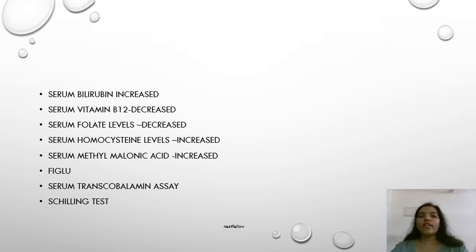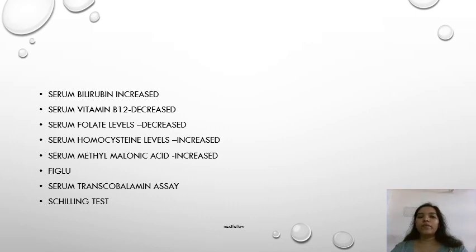Coming to the other tests that will help us in the diagnosis of vitamin B12 deficiency, serum bilirubin levels are increased. This is because there is defective nuclear maturation, so the cells will be dying inside the bone marrow. Some cells, because of defective nuclear maturation, will undergo apoptosis. This is called ineffective erythropoiesis or dyserythropoiesis. Because the cells are dying, there will be raised serum bilirubin levels. So anemia along with yellowish discoloration of the skin, the patient can present with a lemon yellow tint of the skin in megaloblastic anemia.